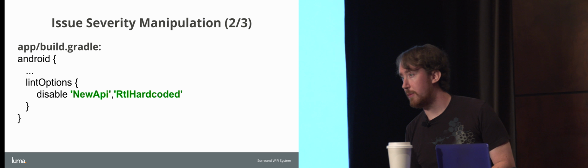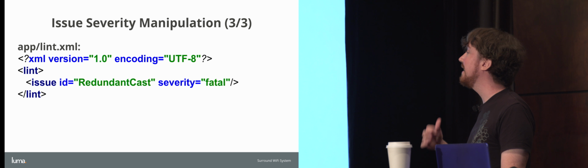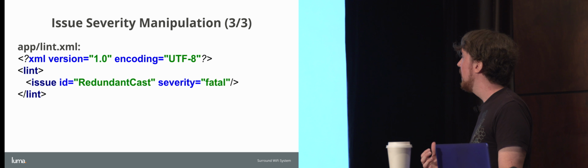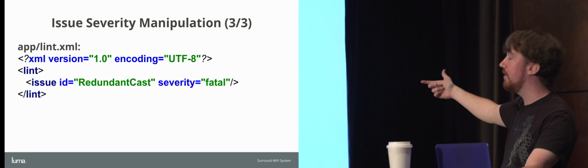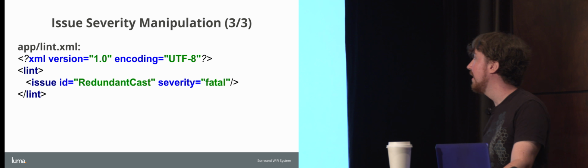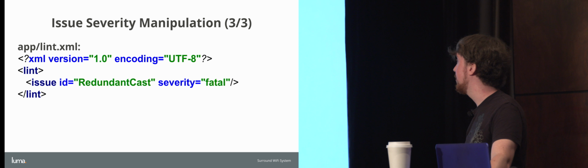And finally, you can also create your own special lint.xml file in your top-level project directory. So app/lint.xml, and you can list any issue IDs and give them your own custom severity. So here, if I have a redundant cast, I will say, hey, that's fatal. I never want that in my project under any circumstances.